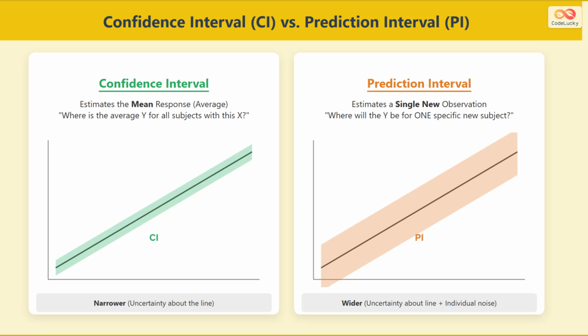It is vital to distinguish this from a prediction interval. A confidence interval estimates the average y for a group. A prediction interval estimates the y value for a single, specific new observation. Because predicting a single individual is much noisier than predicting a group average, the prediction interval is always much wider than the confidence interval.